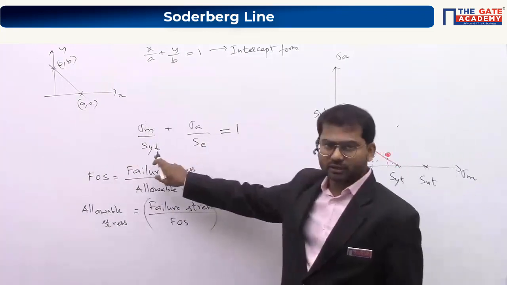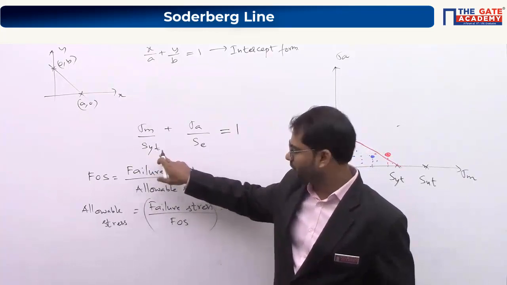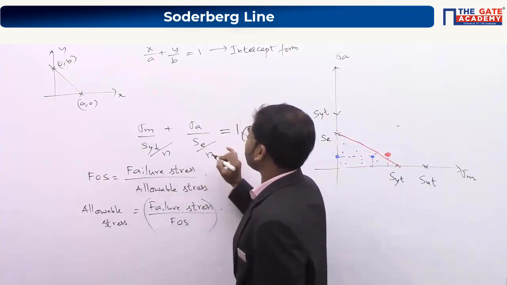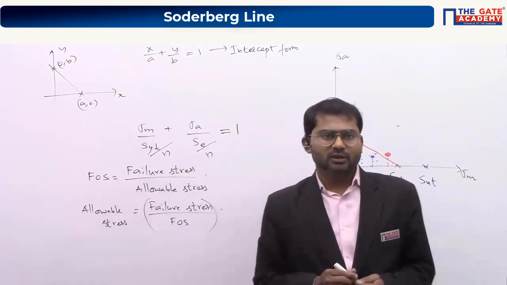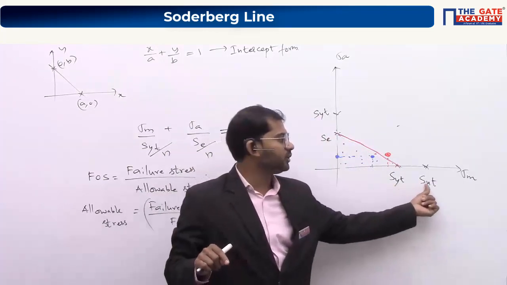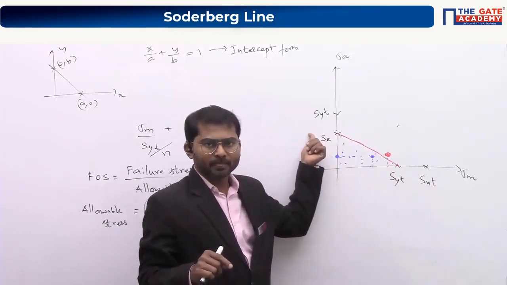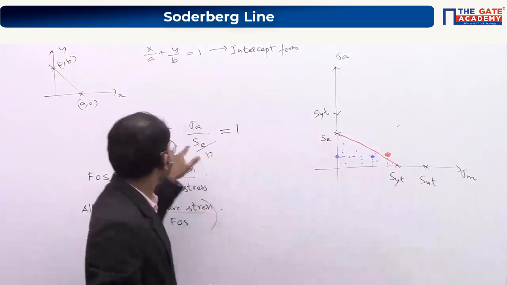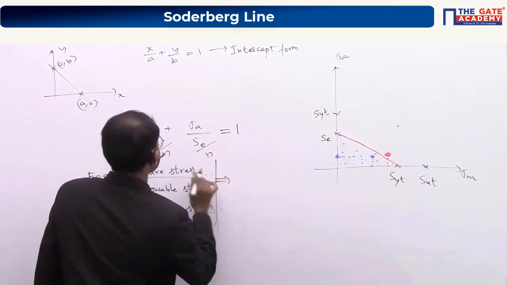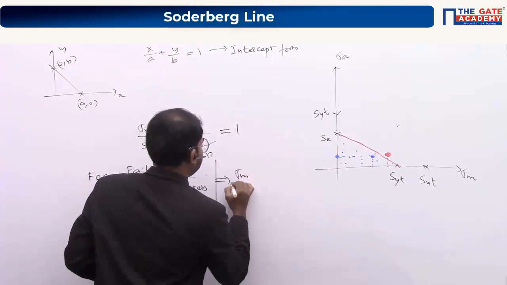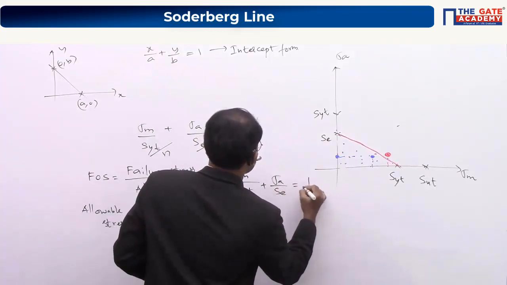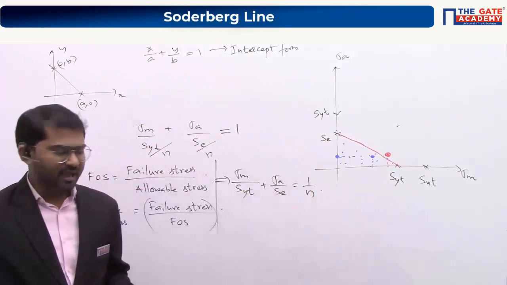Understood? Whatever you are using, instead of using SYT, you should be using SYT by factor of safety. So when you take factor of safety, N will come in the denominator. In the graph, SYT by N, SUT by N and SE by N will be there. So sigma mean by SYT by N plus sigma A by SE by N is equal to 1. From this, N will go to the numerator, and you will get the formula sigma mean by SYT plus sigma A by SE is equal to 1 by N. Sometimes they will ask you for factor of safety as well.